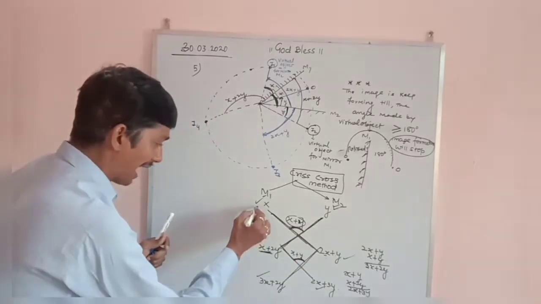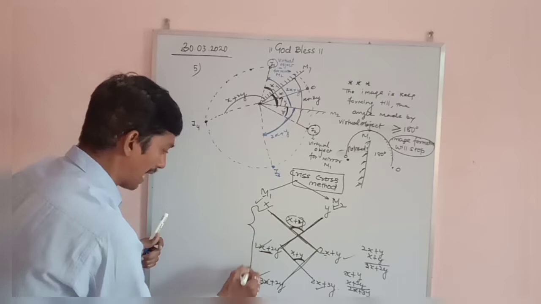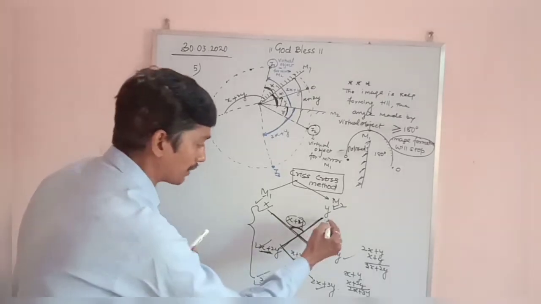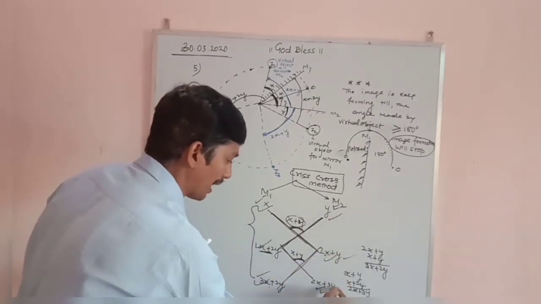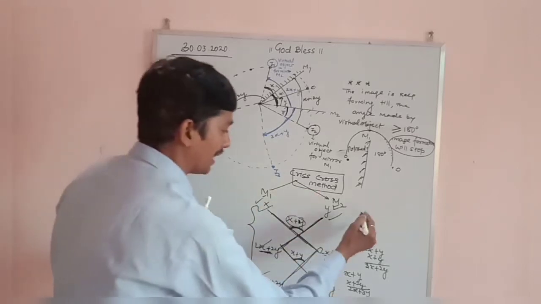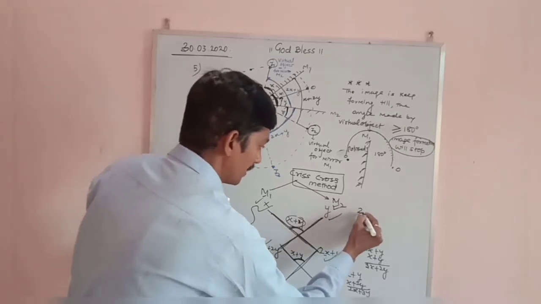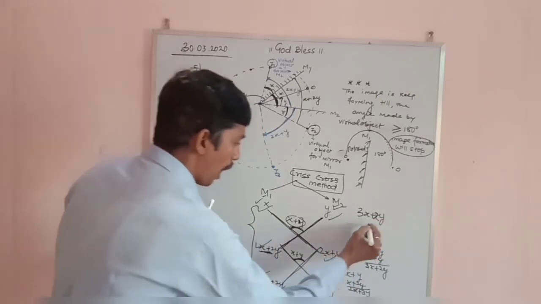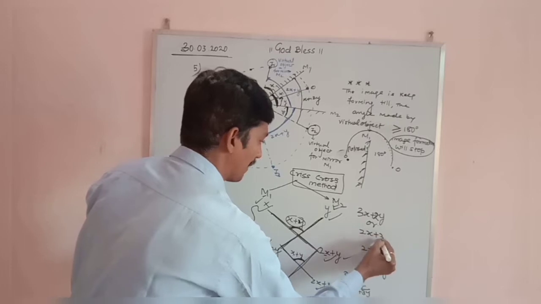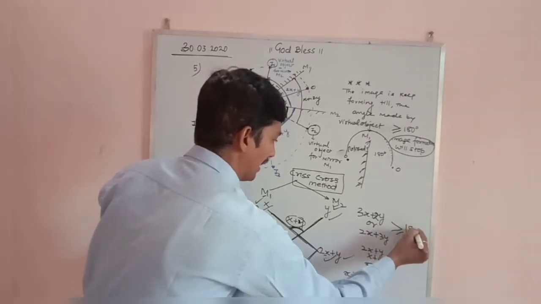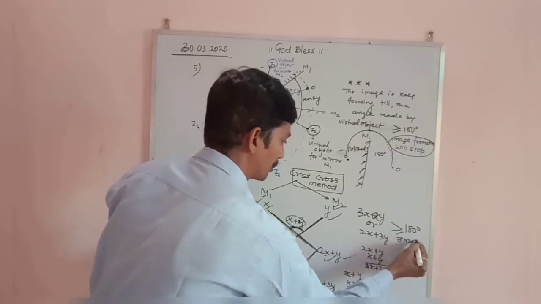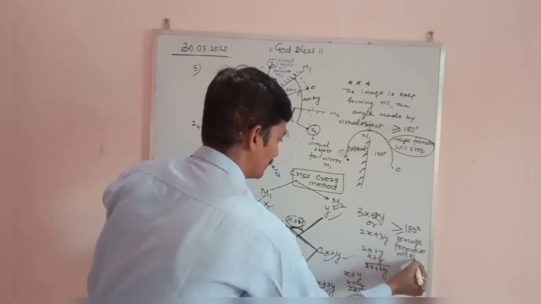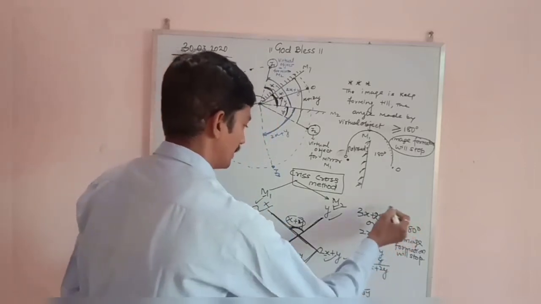But any angle of the images which I am writing here, either along the M1 side, X, X plus 2Y, 3X plus 2Y, or this angle, Y, 2X plus Y, 2X plus 3Y, any of these angles should not exceed 180 degrees. If 3X plus 2Y, which I have written here, or 2X plus 3Y is greater than or equal to 180 degrees, image formation will stop. Take care of this line.